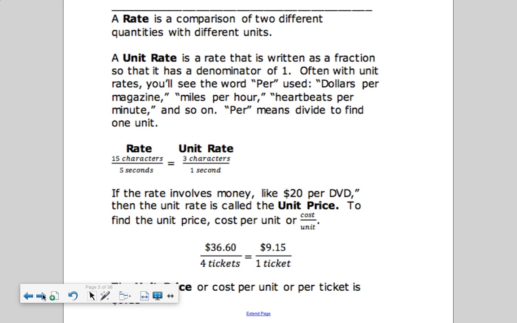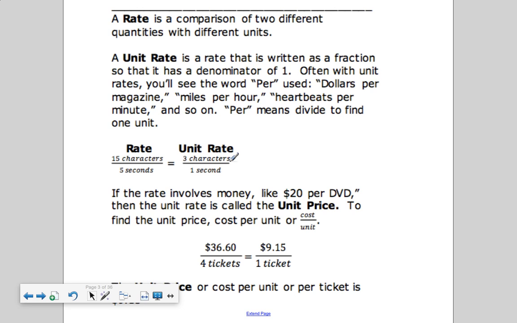For example, let's use a different example from here. You're at a grocery store and you find boxes of crackers and you find, I don't know, 8 boxes for $2. 8 boxes for $2, and you want to know how much it costs for 1 box. You don't want to buy that many boxes of cracker. That's way too many boxes of cracker.